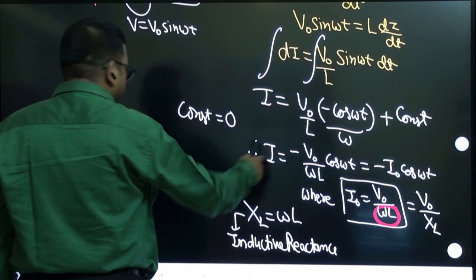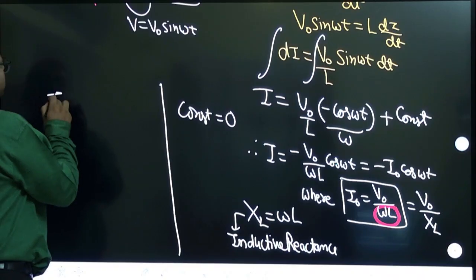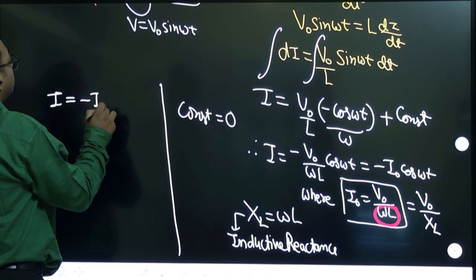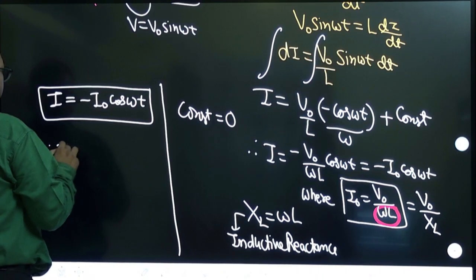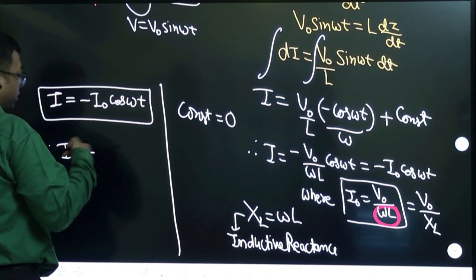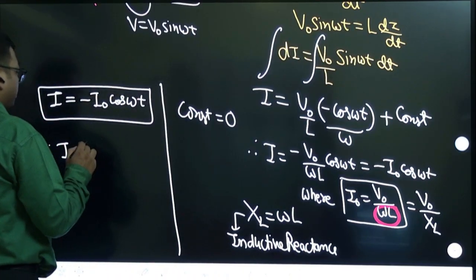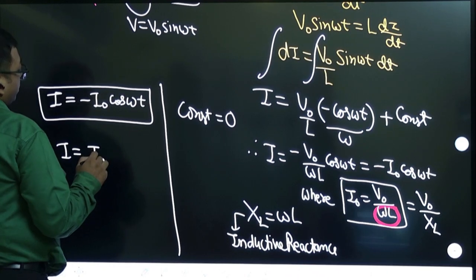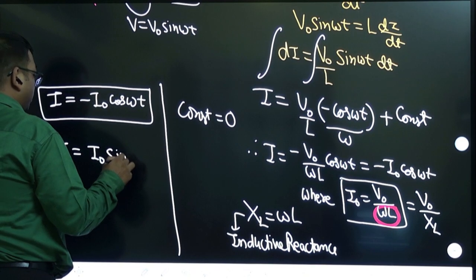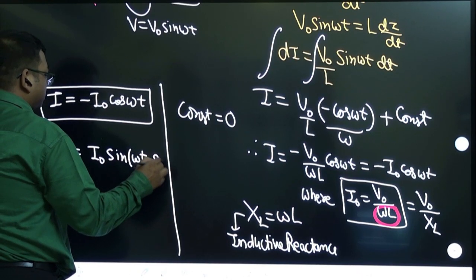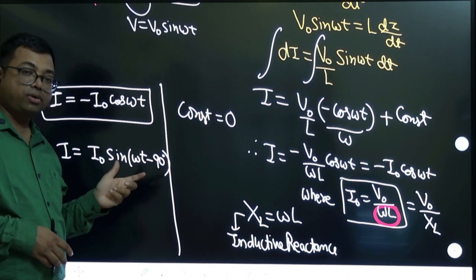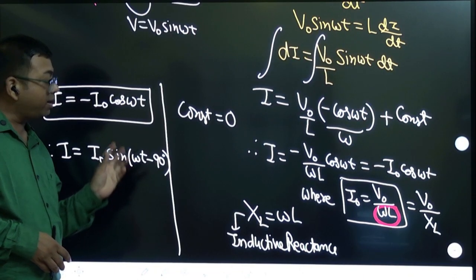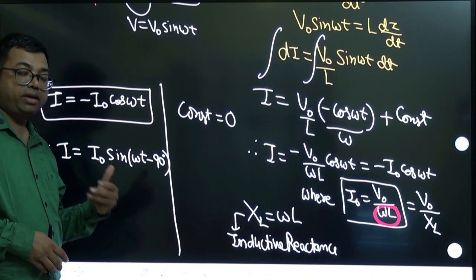So finally we have got the current equation: minus I naught cos omega t. Now this can also be written as I naught sin(omega t minus 90 degree), that is 90 degree or pi by 2. We can write this because sin(90 minus theta) is cos theta, but this is sin of minus (90 minus theta).